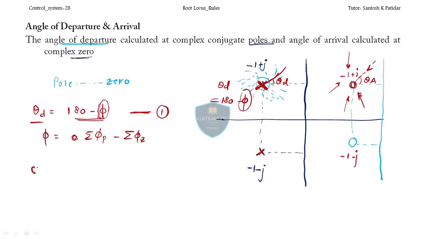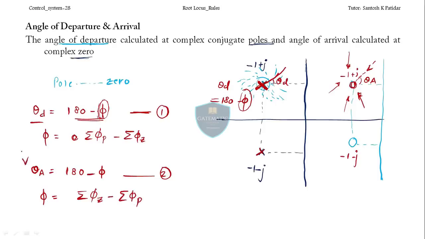Now the same thing for theta a also, that is the angle of arrival, and the formula is the same over here also, 180 minus phi. So what is phi over here? Over here phi will be the phase due to zeros. Over here zeros will come first, minus the phase due to poles. For the angle of arrival, phi will be the summation of phi z minus the summation of phi p, and for the angle of departure, the summation of phi poles minus the summation of phi zeros.